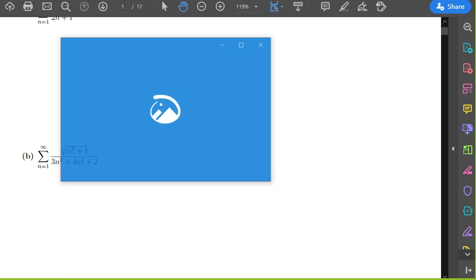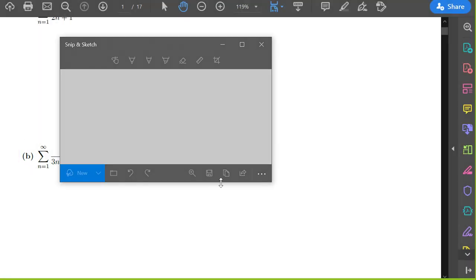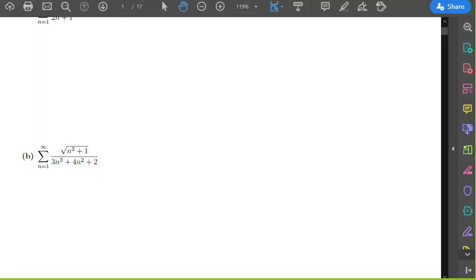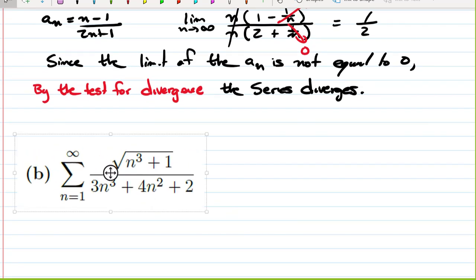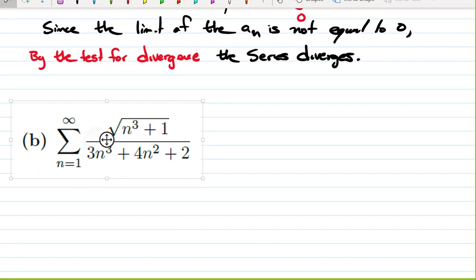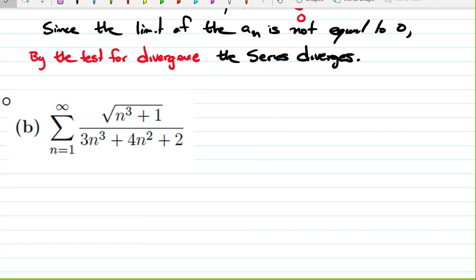So if we take a look at B, we've got the sum as n goes from 1 to infinity of the square root of n cubed plus 1 over 3n cubed plus 4n squared plus 2. So once again, we want to determine whether or not this converges or diverges. So let's do a little bit of analysis first.